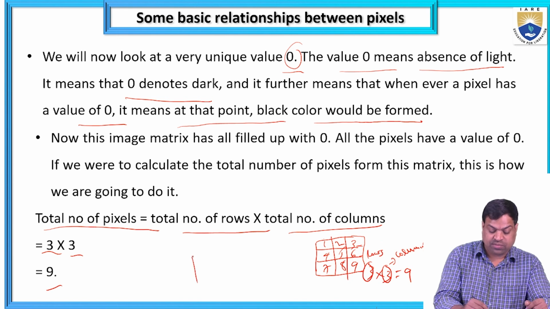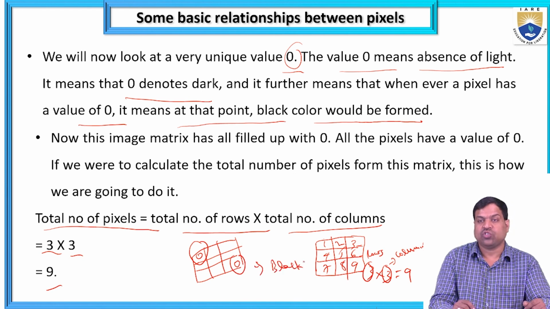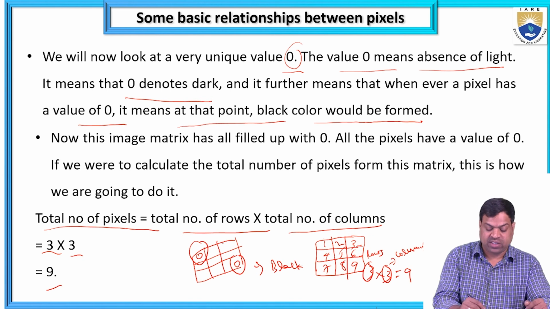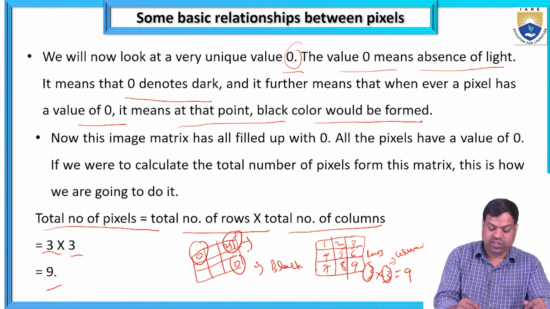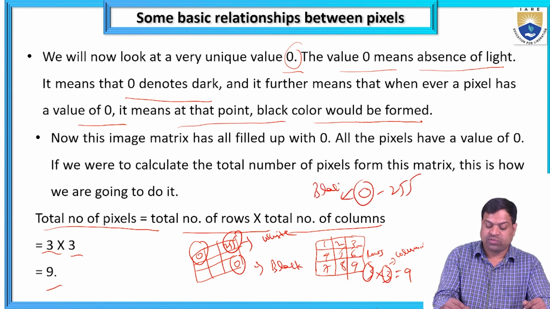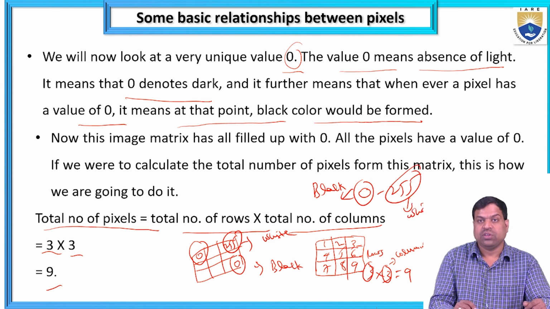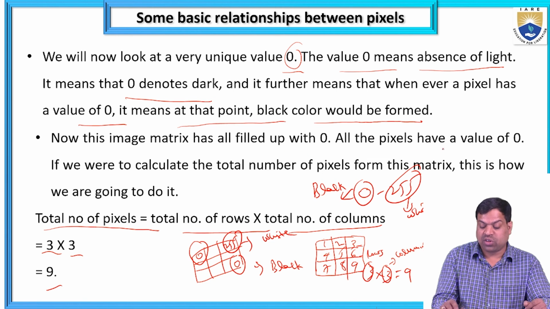Suppose here the pixel value is 0. That means there is nothing, there is no value, so I am considering it black. A pixel value of 255 is the highest value, and I am taking it as white. So the intensity values are 0 to 255. The lowest value I am calling black, and the highest value I am taking as white. So the image matrix is filled with 0, all the pixel values 0.